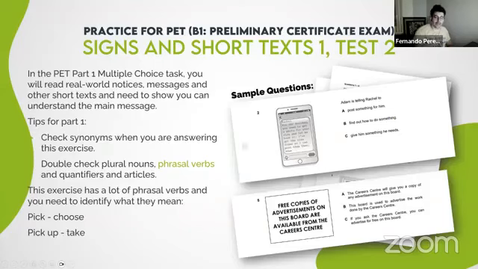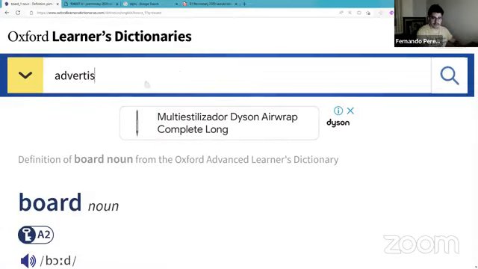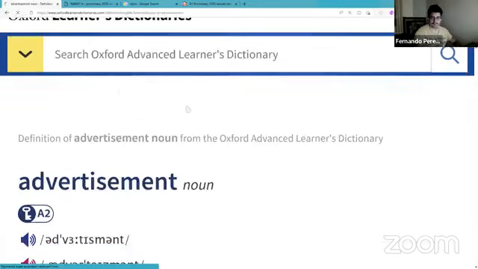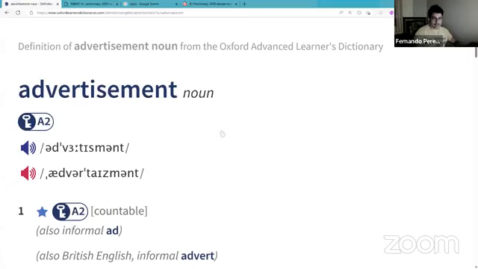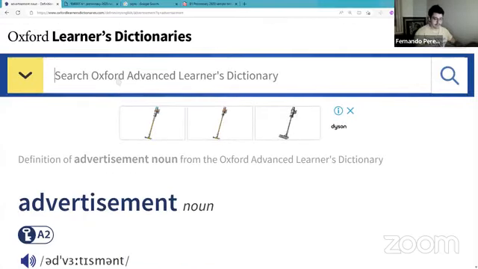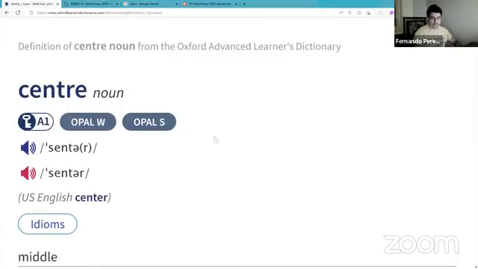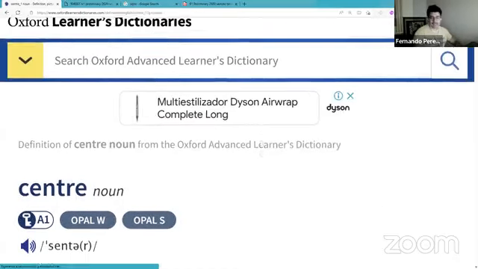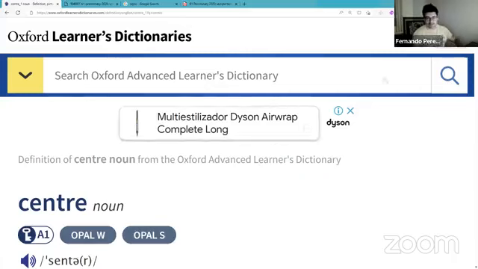As you can see, you need some vocabulary. Board is a vocabulary that is B1 probably. Let me check. If we go through the dictionary, the word board is A2. Advertisement is A2. And center is A1. So technically, you need to understand this vocabulary. This should be easy for you.